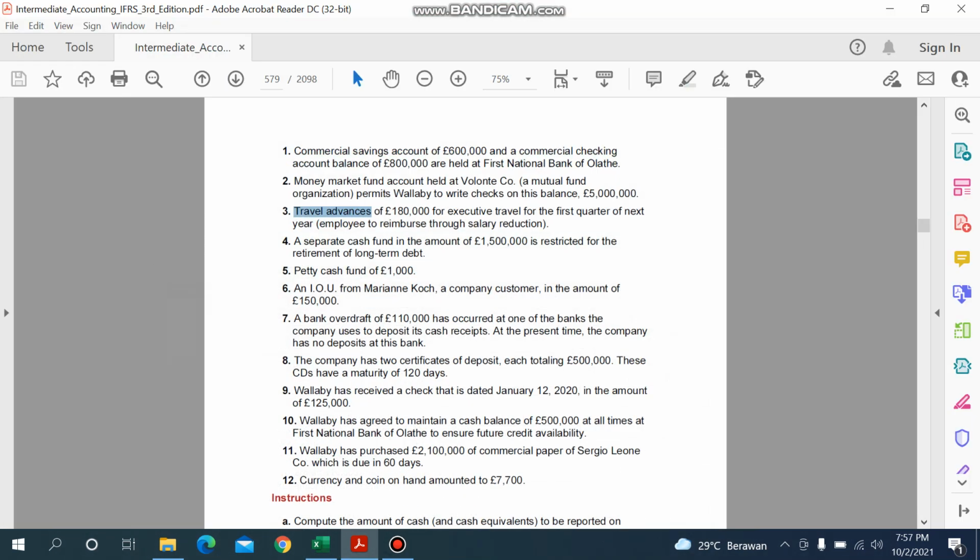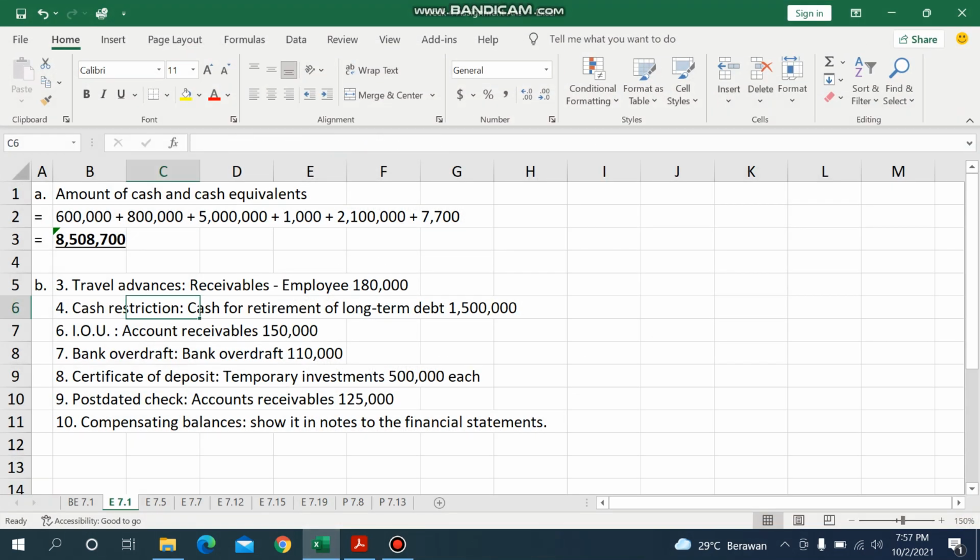And then number 4, a separate cash fund in the amount of 1.5 million is restricted for the retirement of long-term debt. So remember, if cash is restricted, it is restricted cash, and it won't be reported under cash and cash equivalents. Instead, it will be reported as restricted cash for retirement of long-term debt. So it can be under the other assets classification.